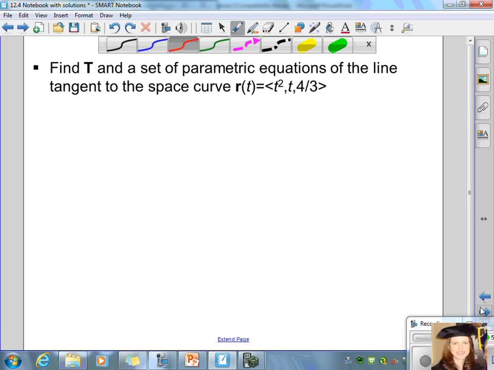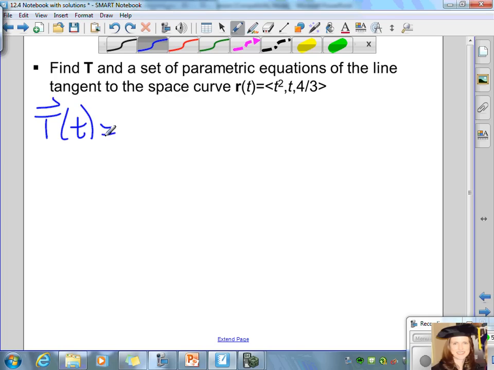For this example, we want to find the unit tangent vector and a set of parametric equations of the line tangent to the space curve r of t, which is equal to a vector with components t squared, t, 4/3. So our unit tangent vector is our capital T of t.